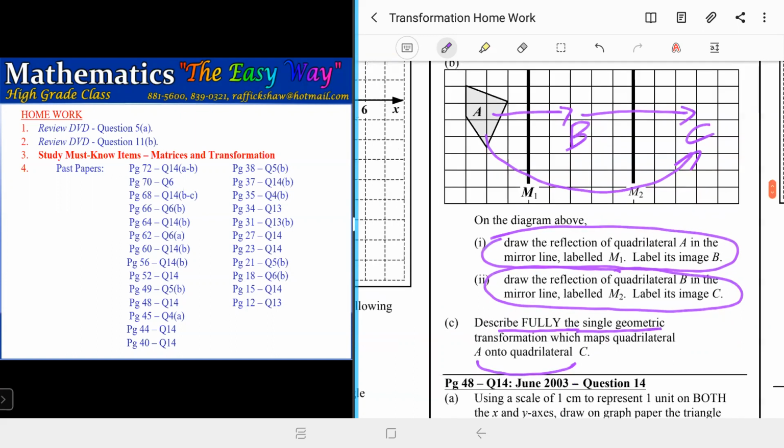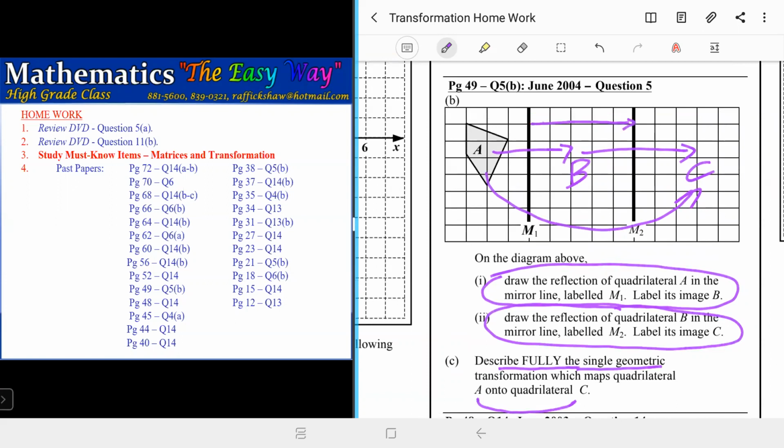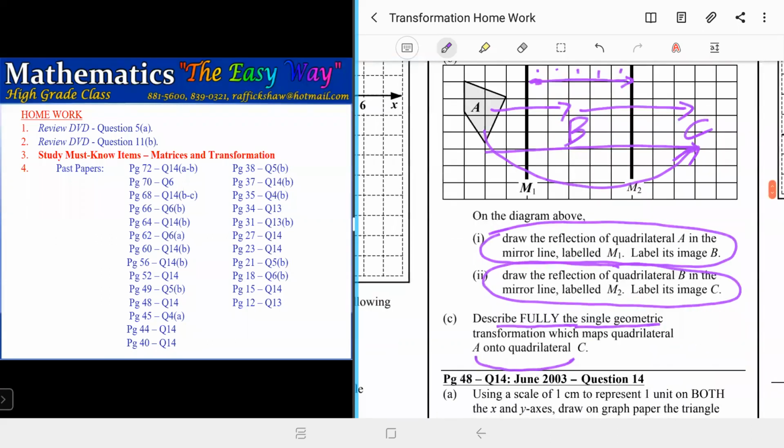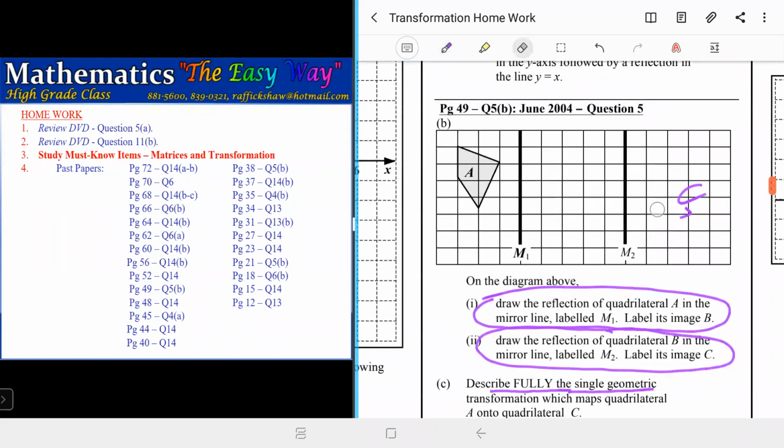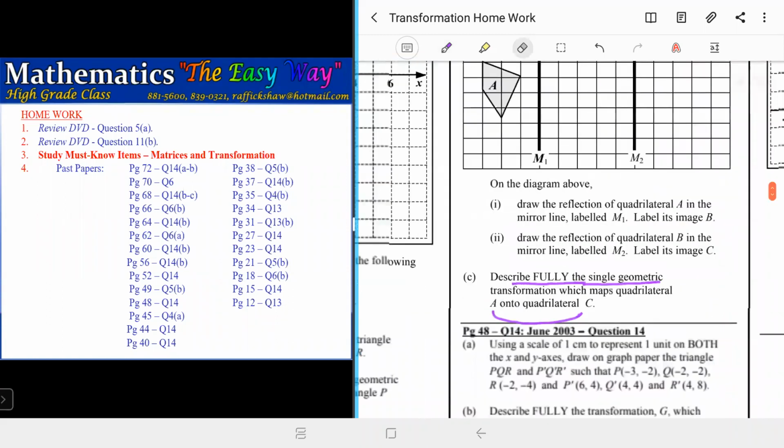And the translation is going to be twice the distance between the lines. The distance is 1, 2, 3, 4, 5, so the translation is going to be 10 units to the right. You can't say translation without giving that. So I'm just showing you that. You can actually do it first.